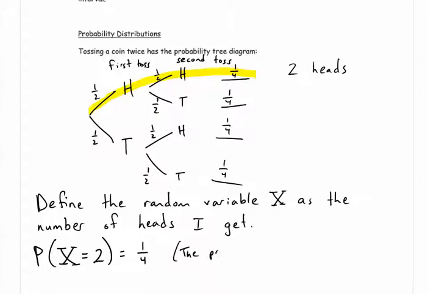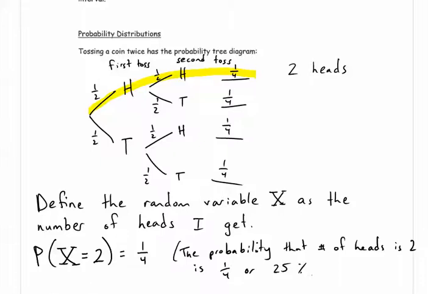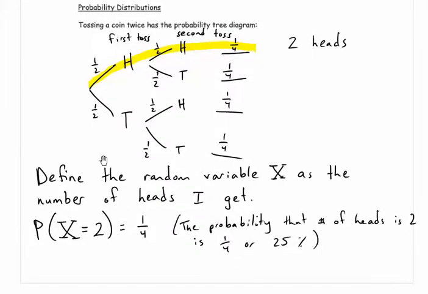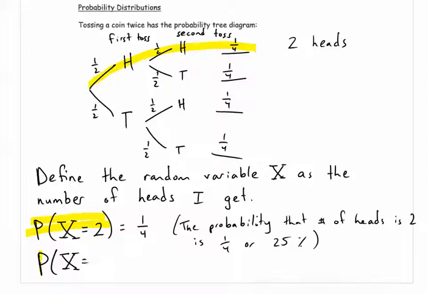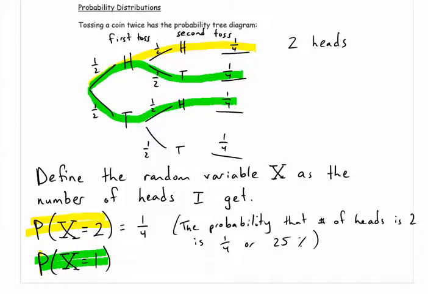So this is the probability that the number of heads is 2 heads is 25%. Okay, so that represents the top branch of the tree. How many branches of the tree have P of X equals 1? 2 branches. Okay, what P of X equals 1 means is that the number of heads that I get is 1. That means when I toss the 2 coins, I only get 1 head. So either this one or this one. So that's 1 out of 4 plus 1 out of 4, which is 1/2.